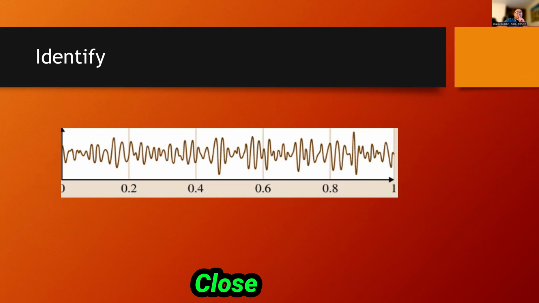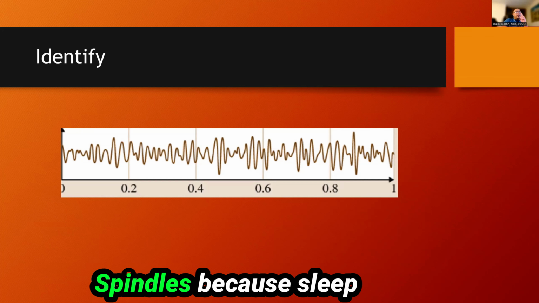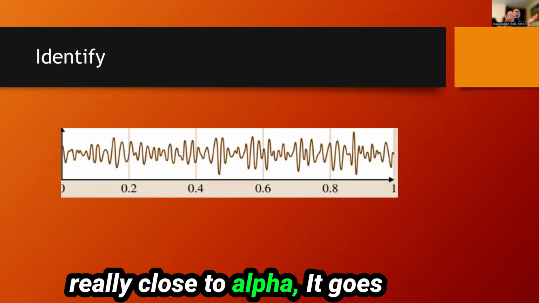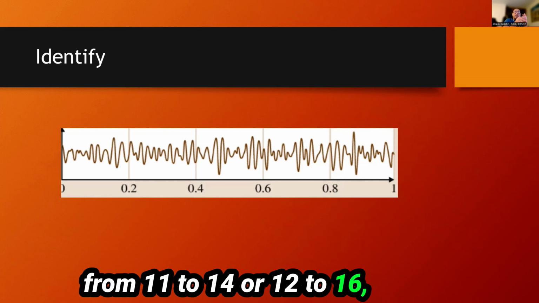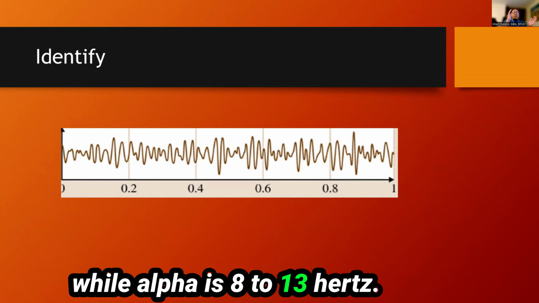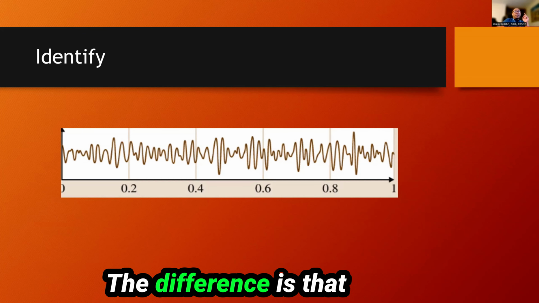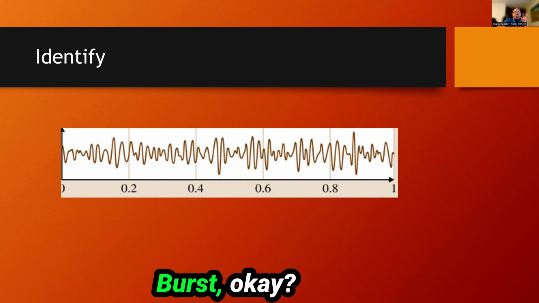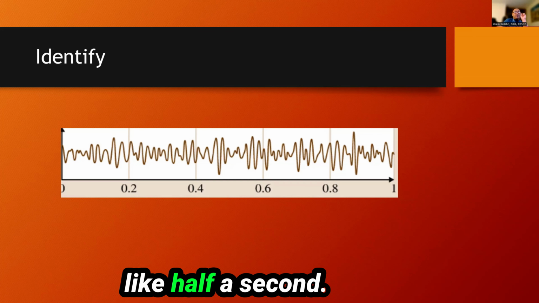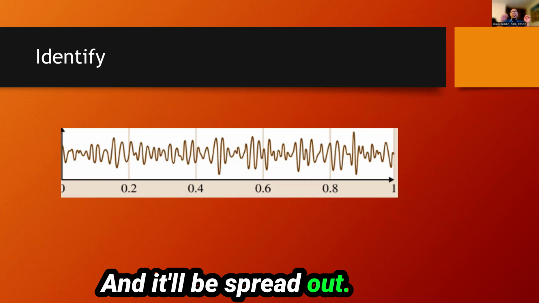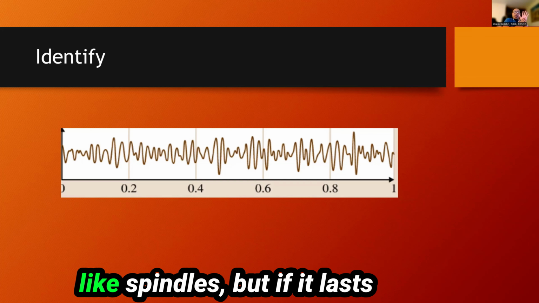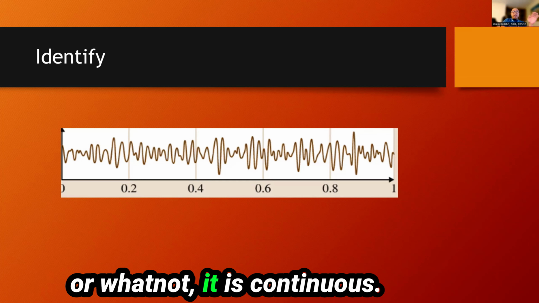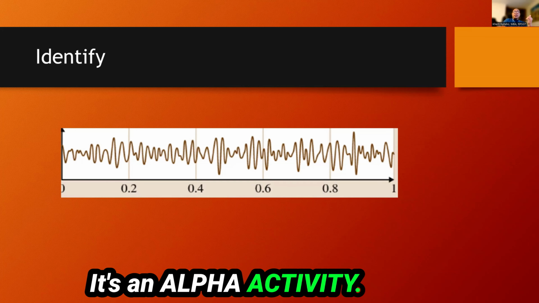Close. Alpha. Because sleep spindles' frequency is really close to alpha. It goes from 11 to 14 or 12 to 16 hertz, while alpha is 8 to 13 hertz. So they overlap. The difference is that spindles occur in bursts, okay? It will just be a snip, like half a second, and it will be spread out. The point here is it might look like spindles, but if it lasts longer than a second or two, it's continuous, it's an alpha activity.